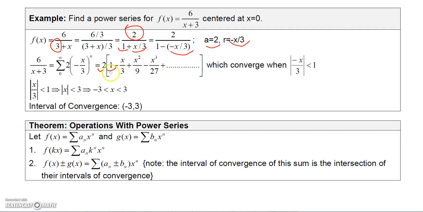And so that's a way to represent that function as a power series, and it'll actually converge if you solve for when the absolute value of r is less than 1. And I solved that here. So the absolute value of x over 3 is less than 1, and then that just means the absolute value of x is less than 3, and so the interval of convergence would be from negative 3 to 3. So this function can be represented by this series with an interval of convergence of negative 3 to 3.